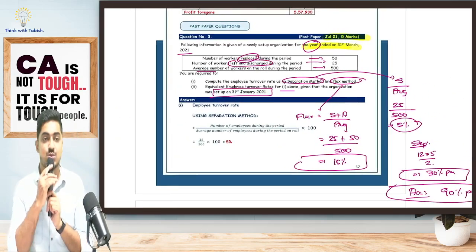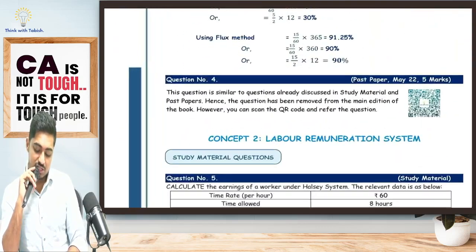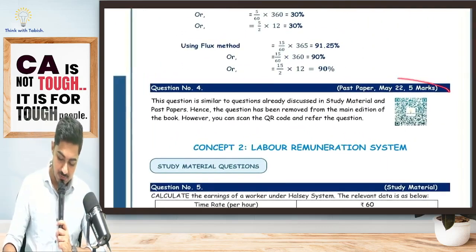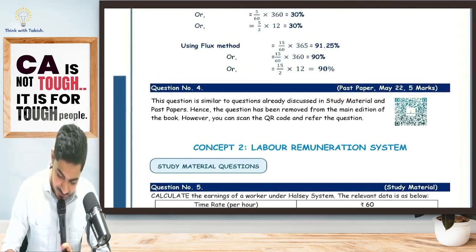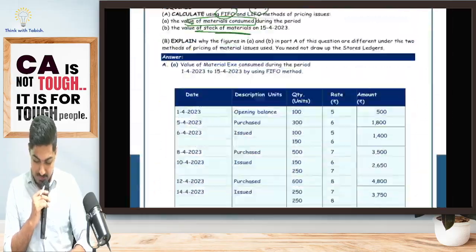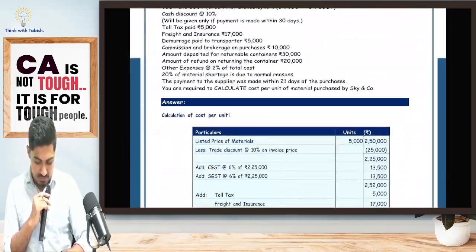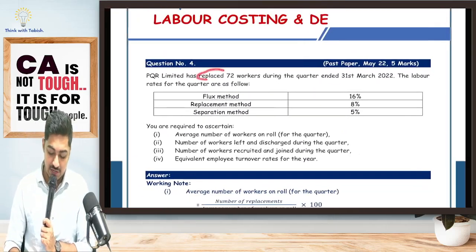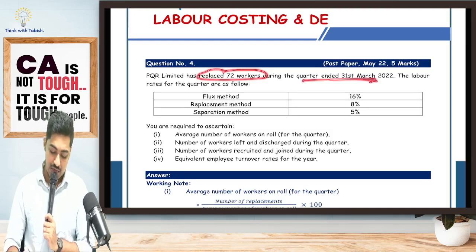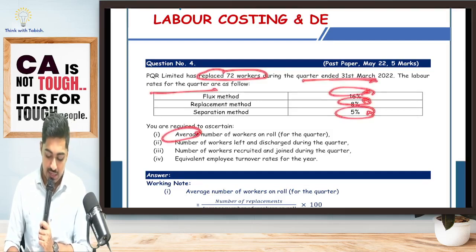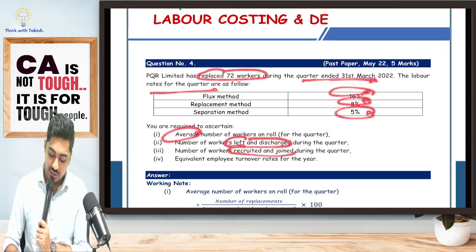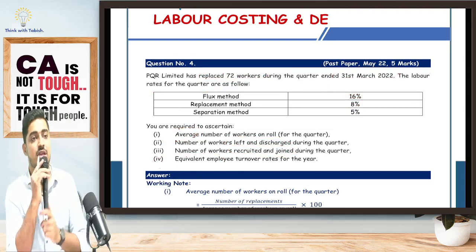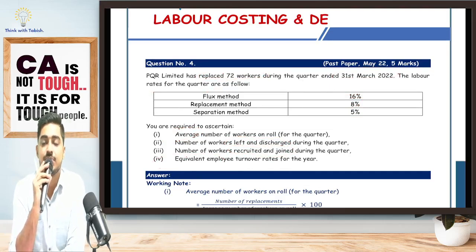Perfect, sir. This was question number 3. Then we are having question number 4, which came in May 22 examination for 5 marks. Again, a similar question only. Look at this, everyone. PQR Limited has replaced 72 workers during the quarter. Employee turnover rate, flux, replacement, separation is given. Calculate average employees. Left and discharged, separation. Recruited and joined, accession. Equivalent. This is for the quarter. Per annum I'll convert. Can you guys do it? Yes or no, everyone? Perfect.